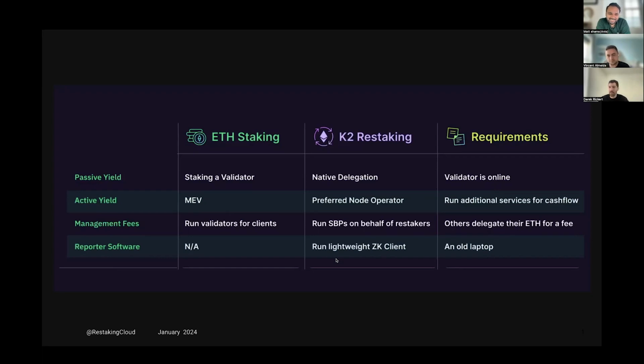So that's where these management fees come in. Thanks for that, Matt. I think that was a good color of how there can be different amounts of payouts from the K2 pool to these node operators on this native delegation side of things.